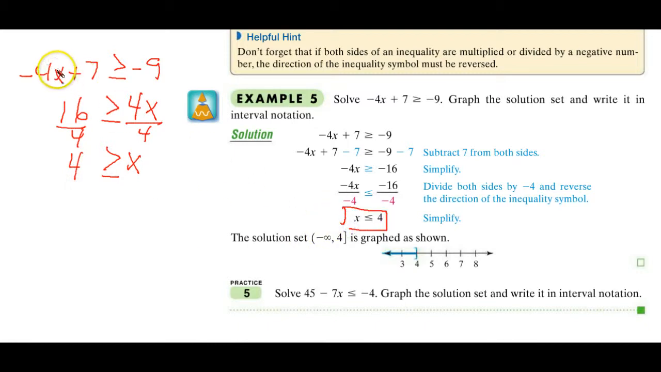Now notice, by transposing the negative 4x to the other side, we are in a sense reversing the sign, because a negative 4x is greater than, a positive 4x is going to be less than. So that's a workaround, and you don't have to worry. As long as your x is positive, you don't have to worry about reversing the sign, but in a sense, that's what we've done.